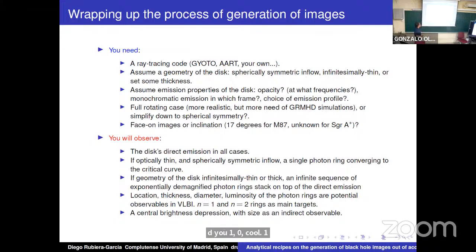What are the outputs of your code? The direct emission always, like rays that come directly from the object to us. If we assume this to be optically thin with some optical depth, we are going to see photon rings. If the inflow is spherically symmetric, there is only a single photon ring. But this scenario is disfavored at present in the literature. If it is not completely spherical, you are not going to see a single photon ring, but several. And the location, the thickness, the diameter, and the luminosity correlate with theoretical predictions. To some extent, they correlate with observable things. And the same happens with the central variable image. Just to show you a few images.